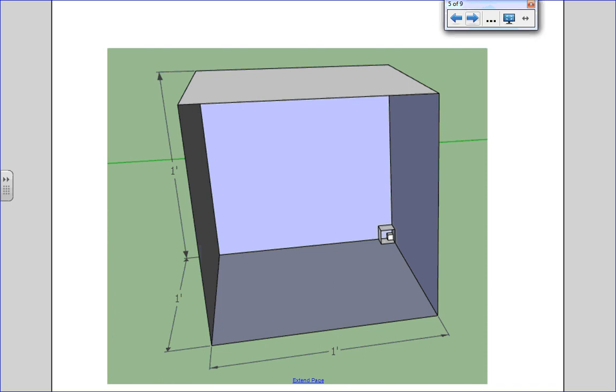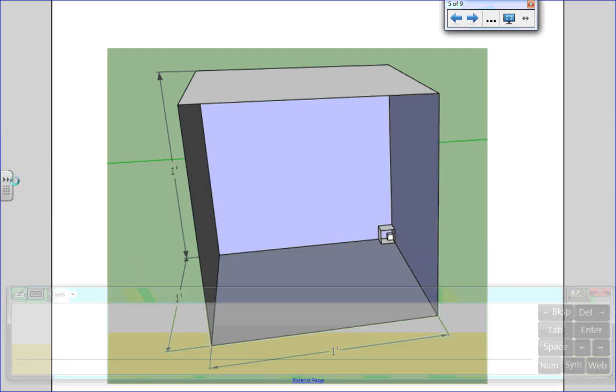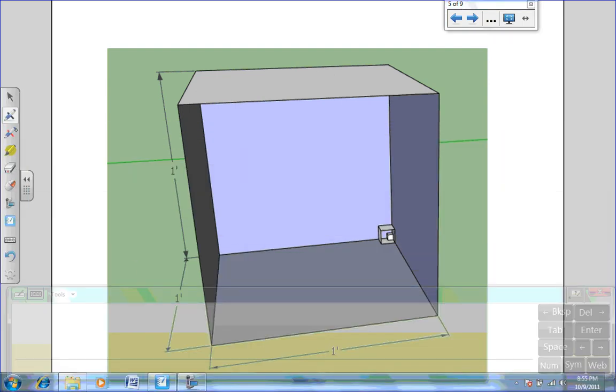So I've blown this back out again, and we're looking at our cubic foot. Let's try this. There we go. Okay, we're looking at our cubic foot, and inside of there we've got our cubic inch and our cubic centimeter.